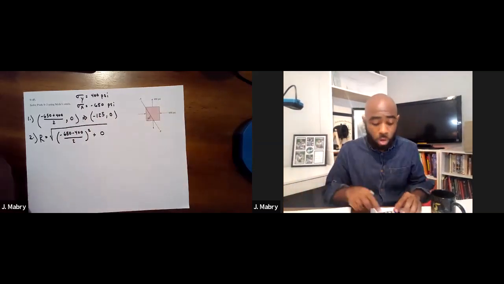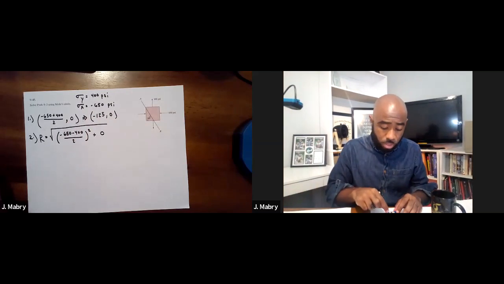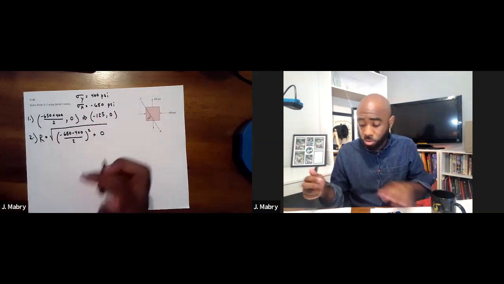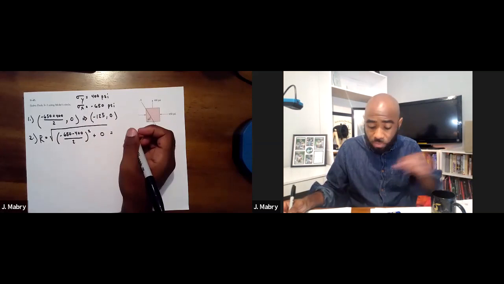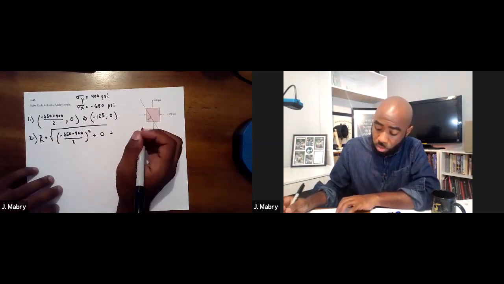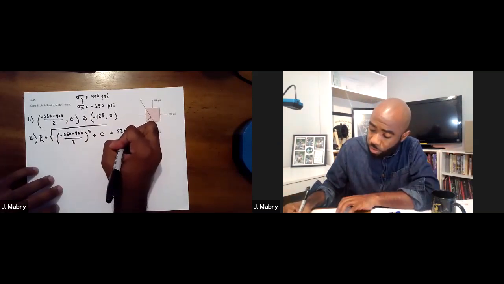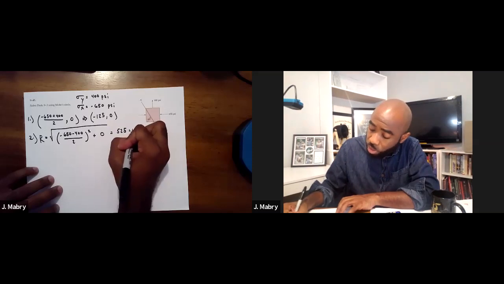So if I go ahead and solve for this, negative 650 minus 400 divided by 2. Then I'm going to square that, and then it's under the radical. So the value of this radius is going to be equal to 525. That's the radius. That's R.